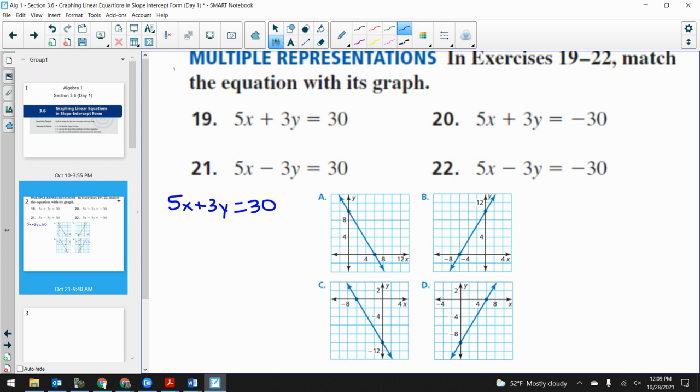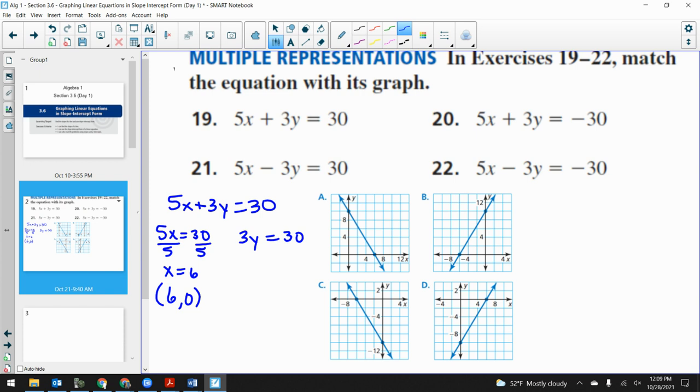Remember that I can go straight away to say 5x equals 30, so x equals 6. 6 comma 0. Positive 6 comma 0. And then I can go straight away to say 3y is equal to 30. Why can I do that? Why can I just block out those other terms and solve? What's allowing me to do that?